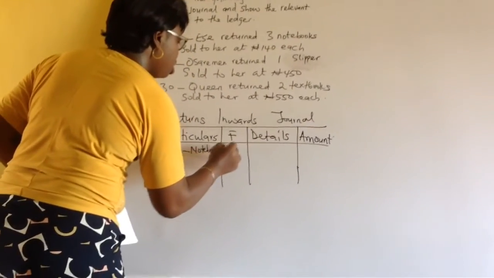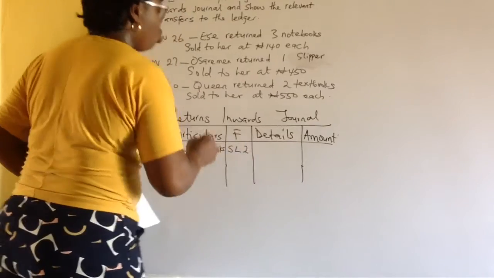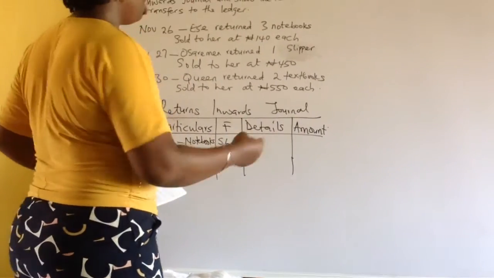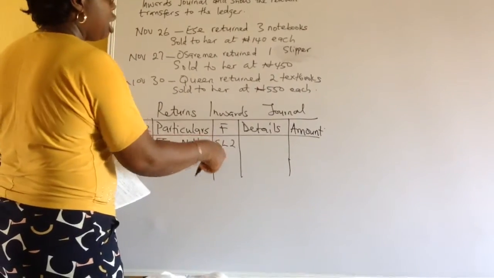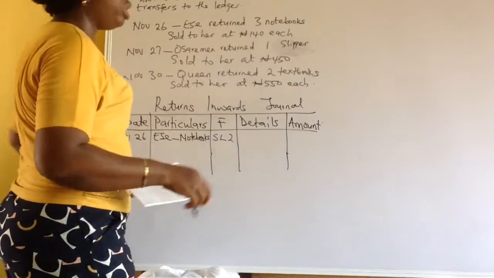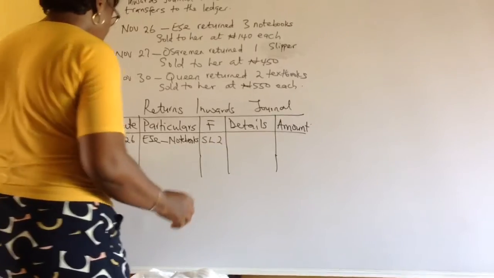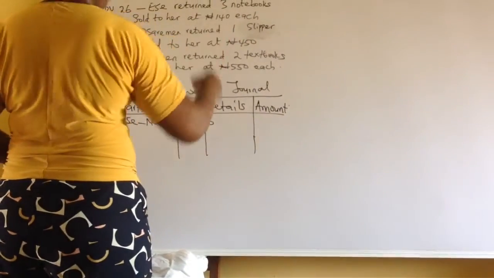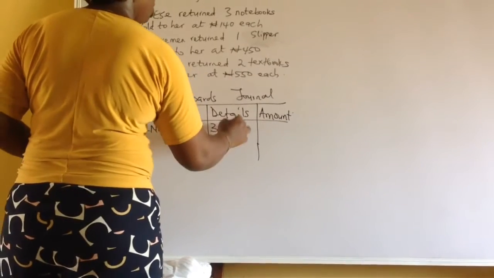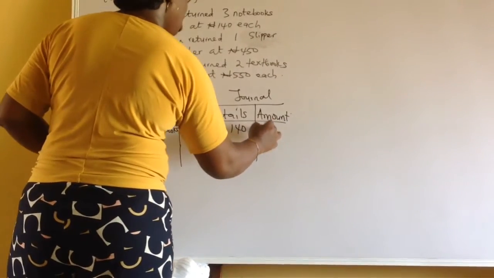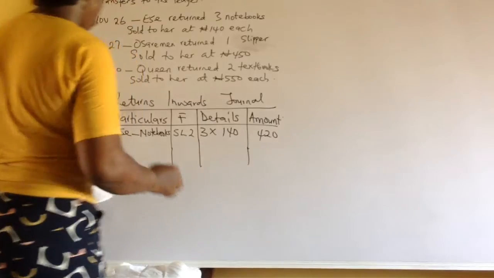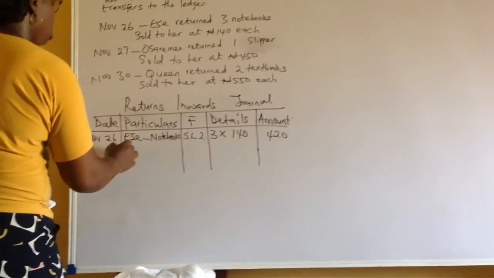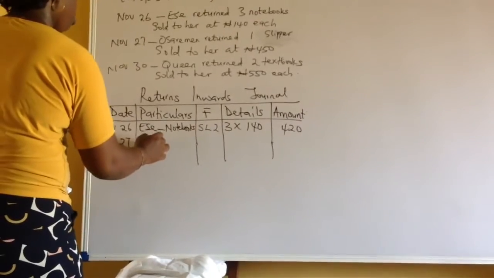So it's going to be sales ledger page 2. This was where this transaction was recorded in the sales journal, which is the original document that this transaction took place. So you have sales journal page 2, sales ledger page 2, and you have 3 returned at 140 naira each, total 420 naira. Next transaction is on the 27th, and it is Osarime.